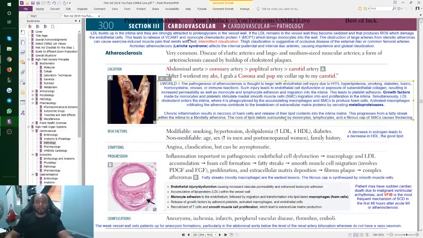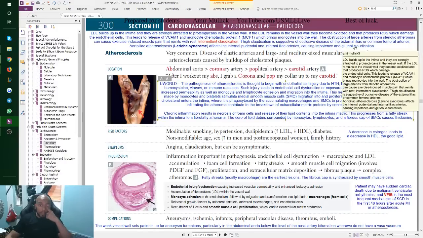And then I'm going to read the note at the top. I wrote, LDL builds up in the intima and is strongly attracted to proteoglycans in the vessel wall. If the LDL remains in the vessel wall, it becomes oxidized and that produces reactive oxygen species which damage the endothelial cells, right? That's how it all started, endothelial cell dysfunction. This leads to release of VCAM1 and monocyte chemotactic protein, MCP1, which brings monocytes into the wall.